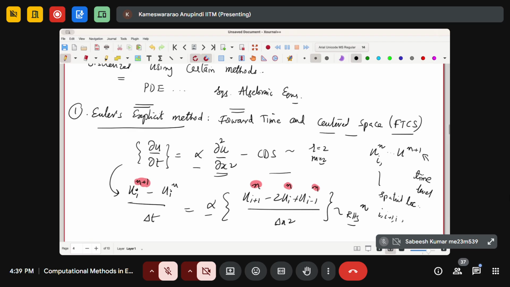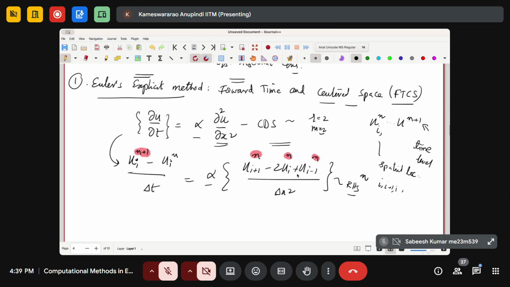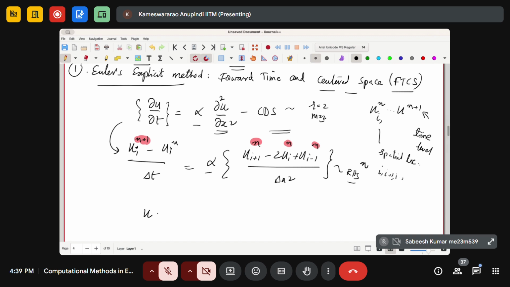If everything on the right hand side is obtained at the known time level, that means we know the entire solution u_i at time level n. This is already known, right? For example, you start from u_i at 0. Let us say this is the initial condition. From the initial condition, you are going to march ahead, so that is how you get u_i at 1. When I say u_i, we know u_i at all the grid points. Similarly, from u_i at 1, you are going to get u_i at 2 and so on. So that is how you are going to march.